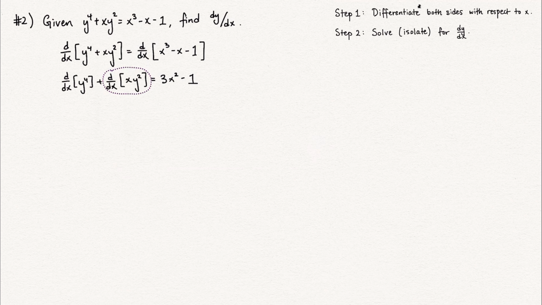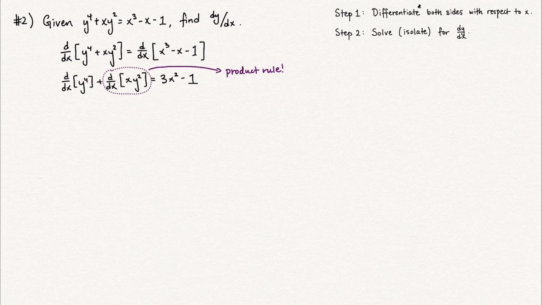And the second term here, this one's a little bit more interesting, right? Because we have a derivative of a term where x's and y's are mixed together. But can anyone spot what rule we're going to be using here? It's the product rule, right? Because we have a derivative of x times y squared. All right, so now with that said, let's go ahead and differentiate the left-hand side.